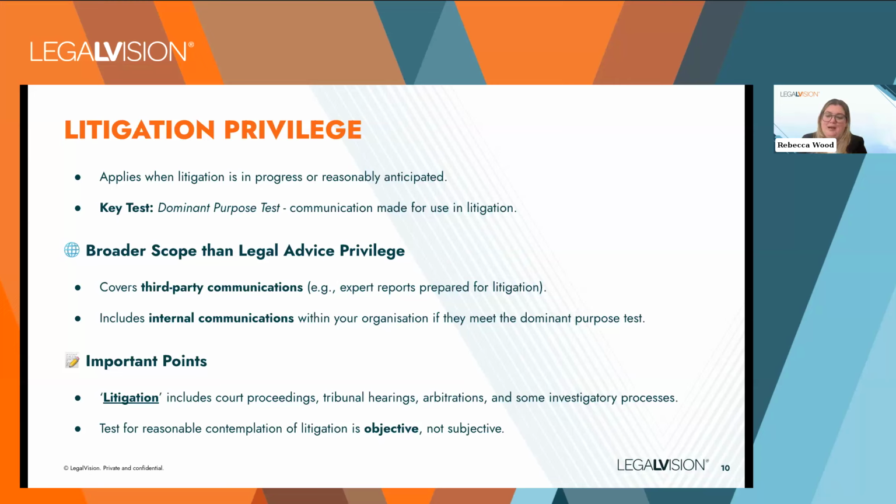Another important point to remember is that litigation is not confined to court proceedings. It could include tribunal hearings or arbitrations or even investigation proceedings, like a regulatory investigation. The test for determining whether or not a party reasonably contemplates being a party to a proceeding is an objective test rather than a subjective test.